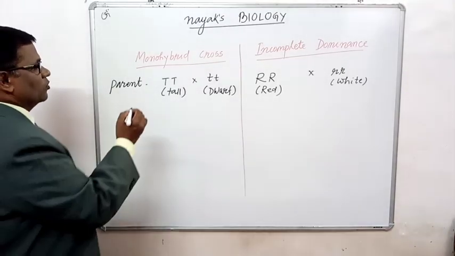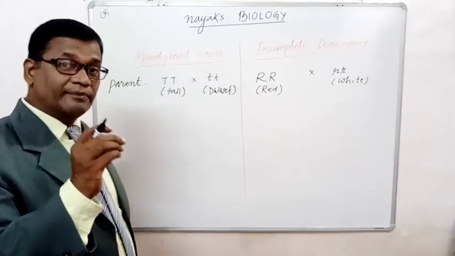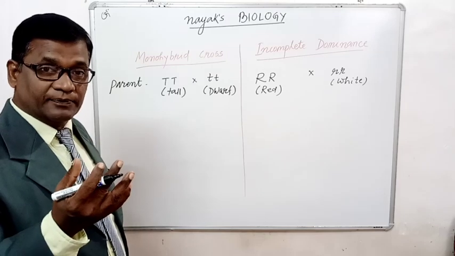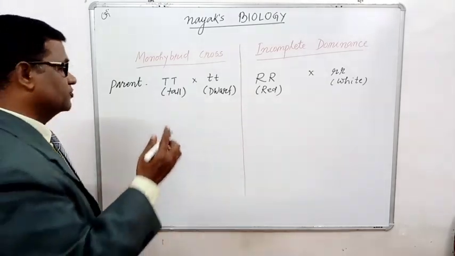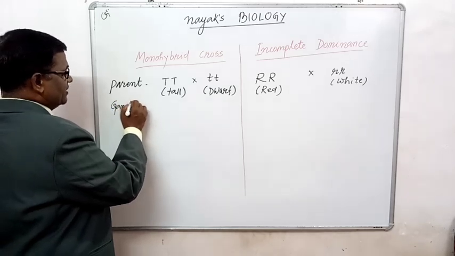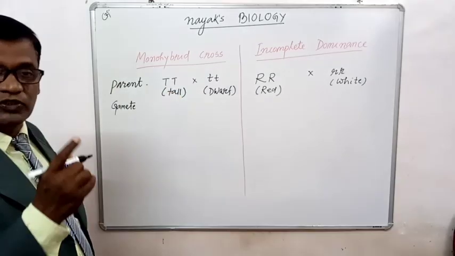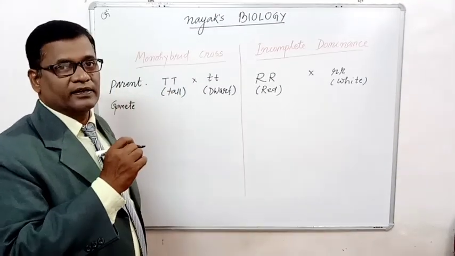Now we have to do the gamete formation. After the parent generation, you have to know about the gamete formation. If you are unable to know about the gamete formation, how will we combine them? That's why now we have to do the gamete formation. Because it is a homozygous condition, it will produce only one type of gamete.